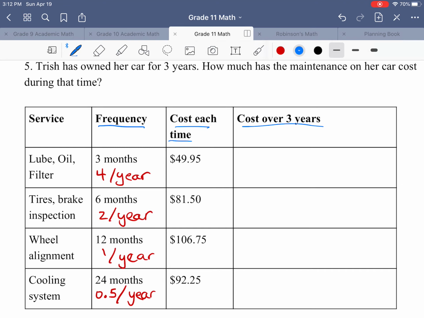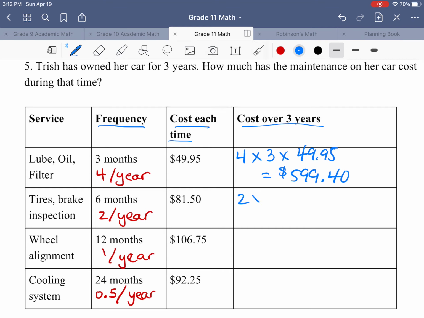We take how many times per year you need this thing done. For our first one, lube, oil, and filter, we need it done 4 times per year. Then we multiply it by the number of years, so 4 times 3, and then by the cost, which is $49.95. Multiplying all of those together, we get $599.40.